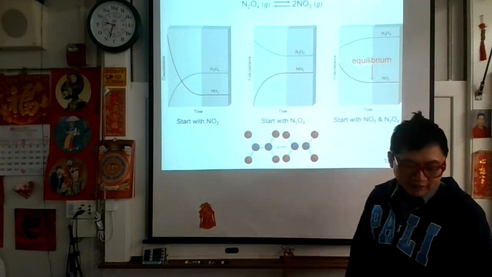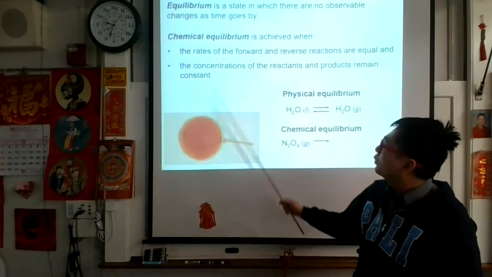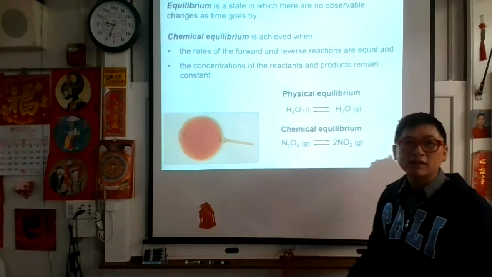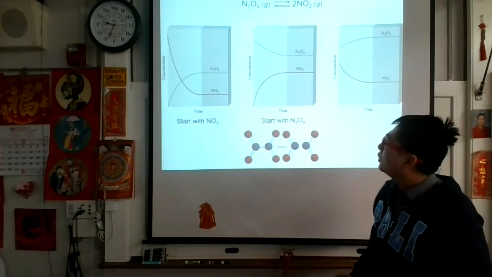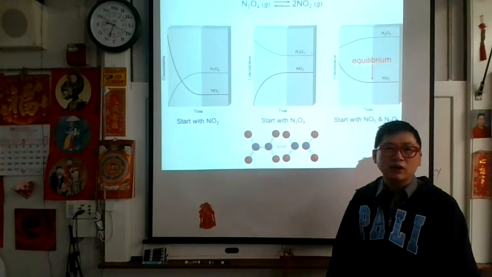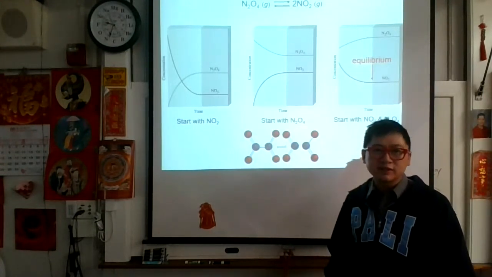Again, point is, I'm going back to the previous slide, we get to equilibrium when the concentration of reactants and products remain constant. It appears like there is no more change. There is always a change. It's just the forward and reverse reaction rates are happening at equal rates. So therefore, it looks like there's no change happening.